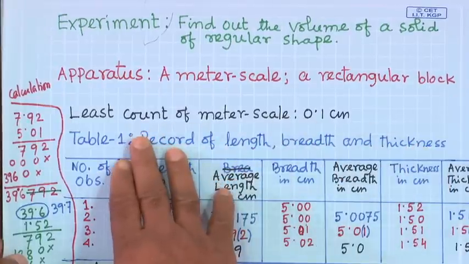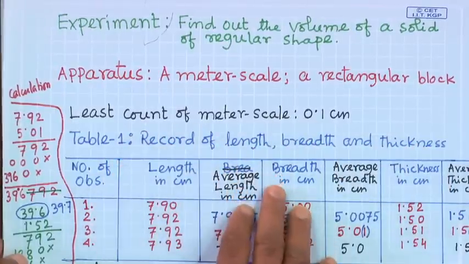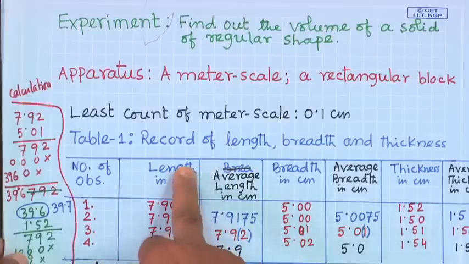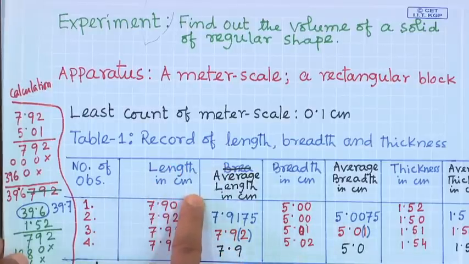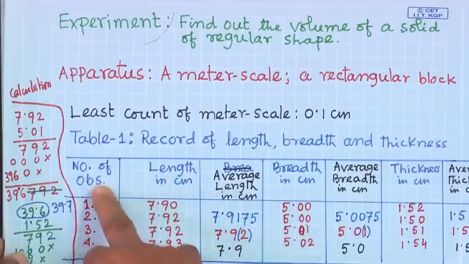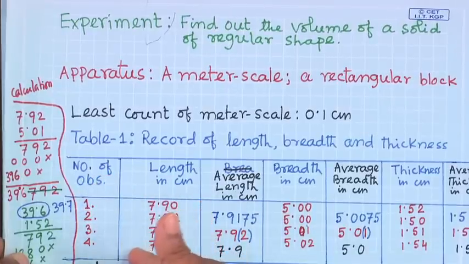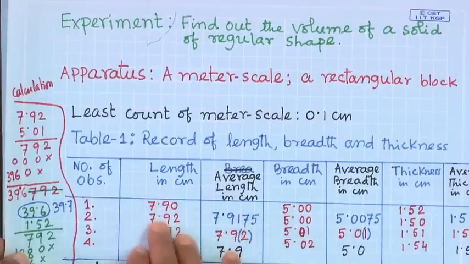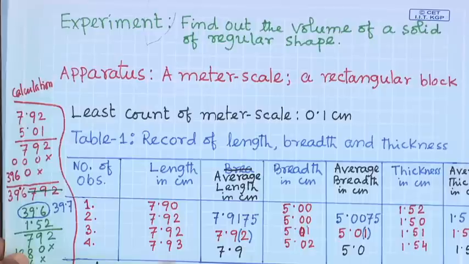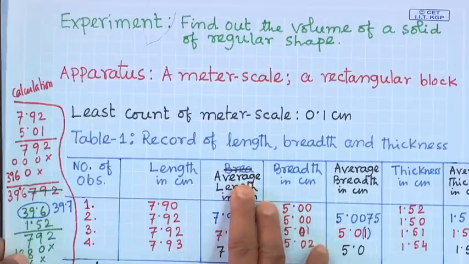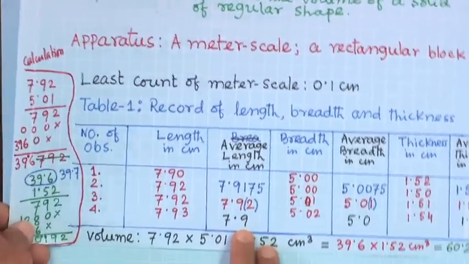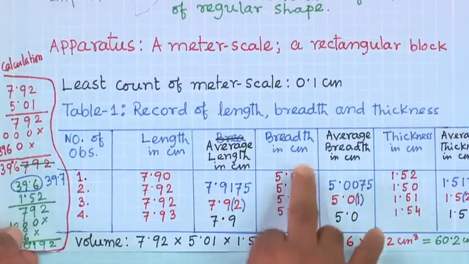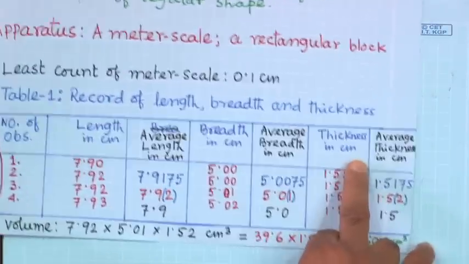Now, you have to measure the length, breadth and thickness. So, you can make a table. In that table the columns are the observation number, and then length in centimeter. You take 4 readings, as I told. 4 times we will take this reading for length, and then we take the average length. Then the breadth reading you have taken in centimeter, and the thickness reading in centimeter.